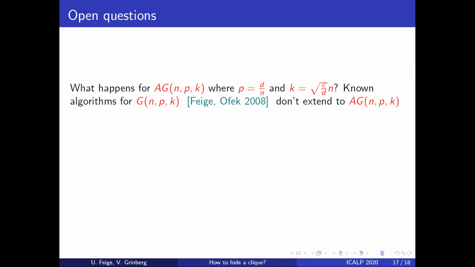Concluding the talk, we would like to mention a couple of interesting open questions related to the topic. First, what happens if we choose parameters P being some large constant over n and K being some small constant times n? Our results do not cover such low values of P, and no algorithms for the randomized planted clique model, for example, the one by Feige and Ofek, seem to extend to the adversarial setting.